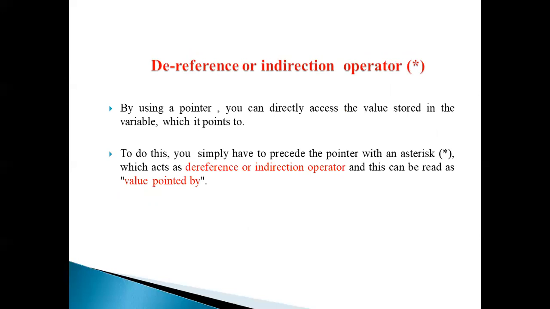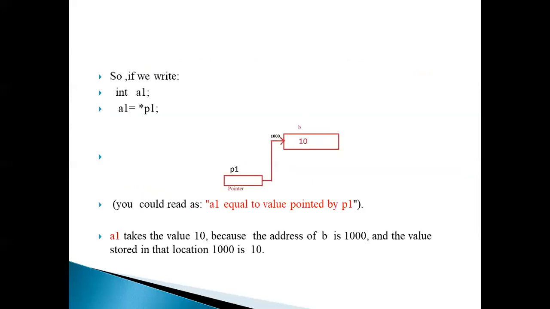Dereference or indirection operator. By using a pointer, you can directly access the value stored in the variable which it points to. To do this, you simply have to precede the pointer with an asterisk symbol, which acts as the dereference or indirection operator, and this can be read as "value pointed by". So if you write int a1 = *p1, we would read it as a1 equal to the value pointed by p1. So a1 takes the value 10, because the address of b is 1000 and the value stored in that address 1000 is 10.